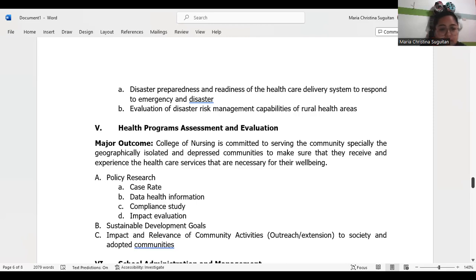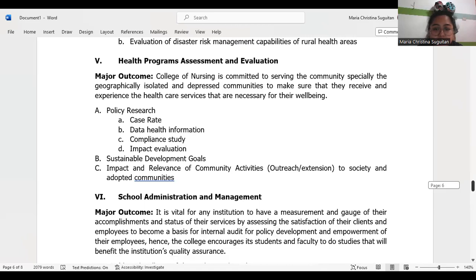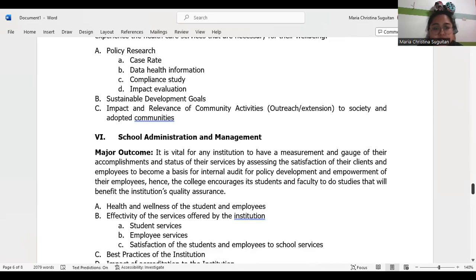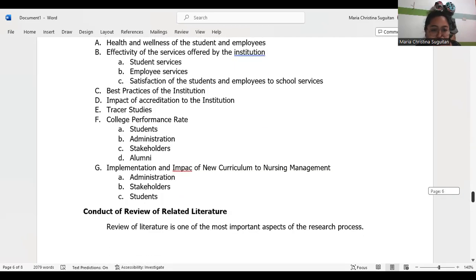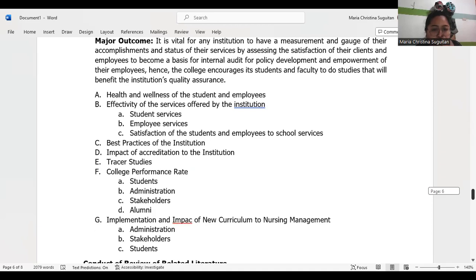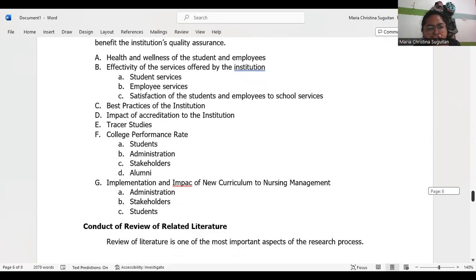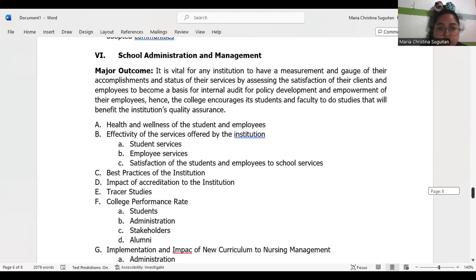So we have this policy research like case rate, data health information, compliance study, impact evaluation, and then sustainable development goals, and impact and relevance of community activities like outreach and extension to society, and adopted communities. Ayun yung sinasabi ko sa inyo. And we have school administration management. Same lang naman po. Almost the same din kanina, doon sa nauna. More on evaluation and quality assurance.